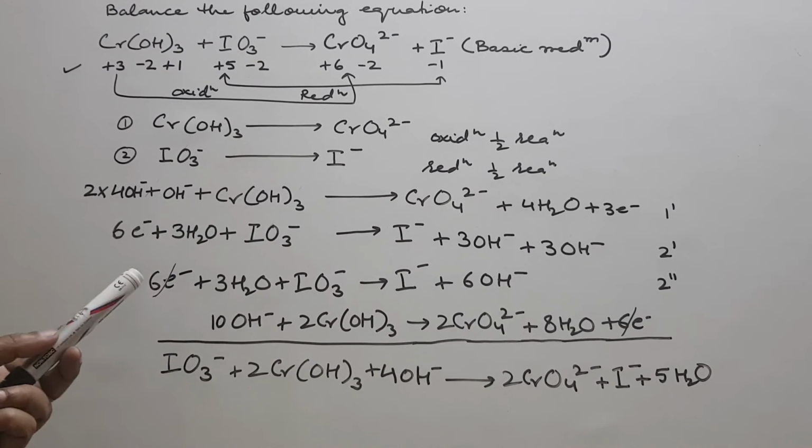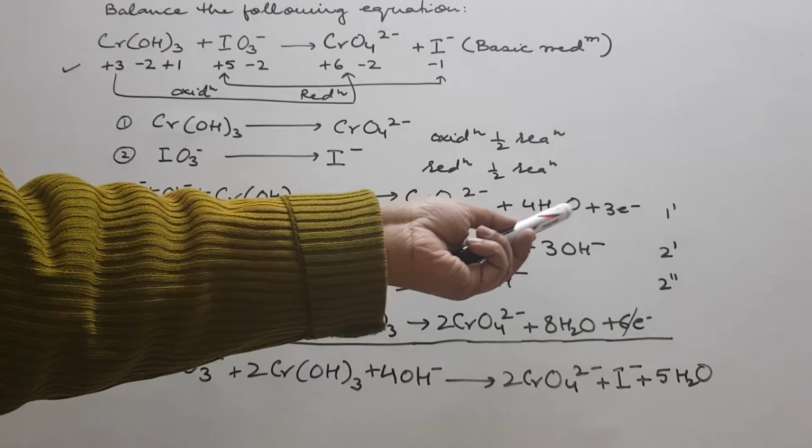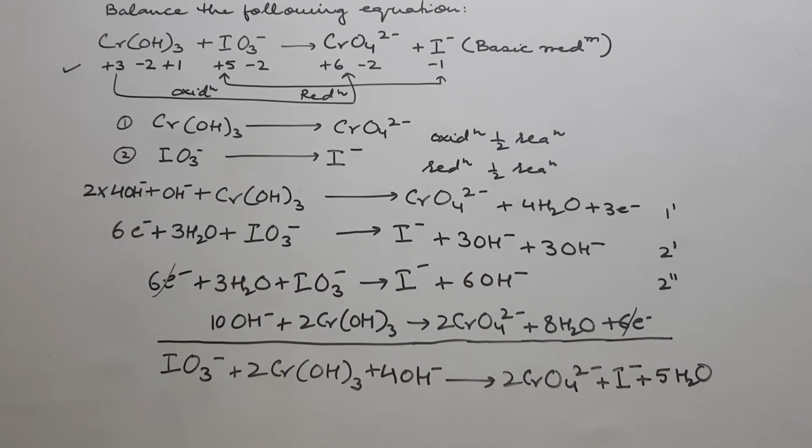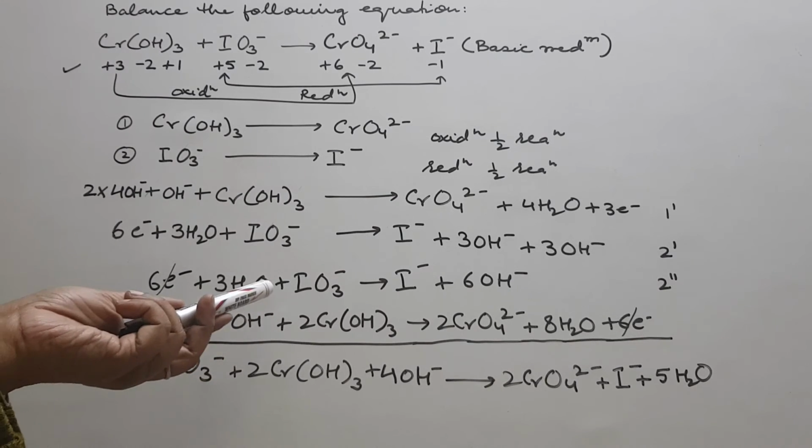Then for adding up, we had to see that electrons should get cancelled. It means if I have to add up equations in such a way that electrons get cancelled, I had to multiply this by 2. I multiplied this equation by 2, and then I got this value. Finally, I added, and you see it was 4 and 5 OH minus, so 5 to the 10, I wrote 10 OH minus.